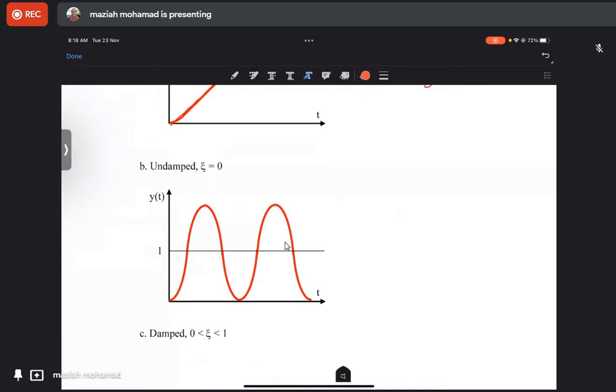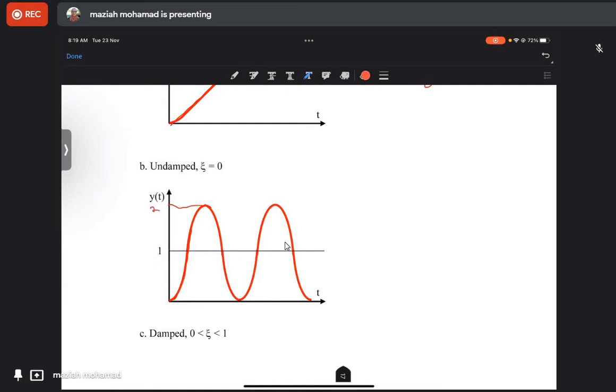If you choose zeta equal to 0, meaning you're not putting any damping energy into your system, we call this an undamped system. So you can see that there will be no energy trying to stop the movement of the system. So you can see that if the amplitude here is 2, right?